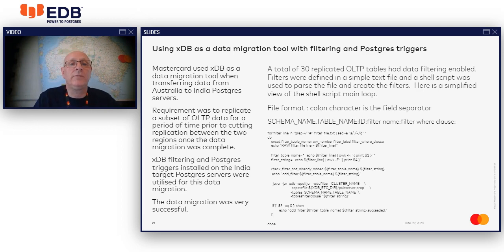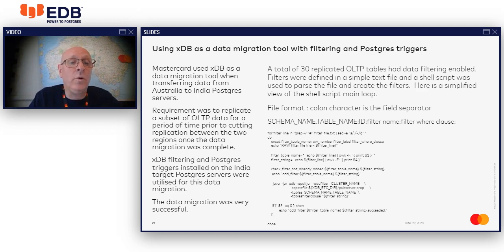Okay, so let's just talk briefly about using XDB as a data migration tool with filtering and Postgres triggers. At MasterCard, we had an issue that we needed to transfer a large quantity of data from Australia to India for regulatory purposes. Basically we needed to replicate just a subset of that data. Not all of the data that was in Australia had to be replicated to India, and some of it contractually we weren't allowed to. So obviously we weren't going to do that.